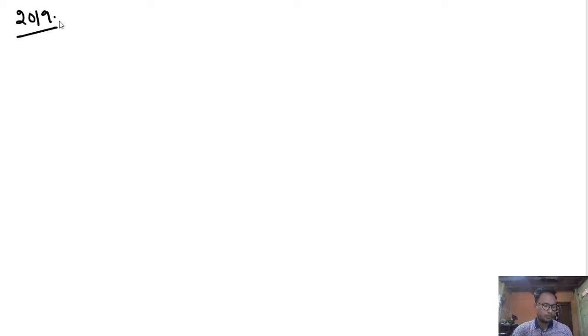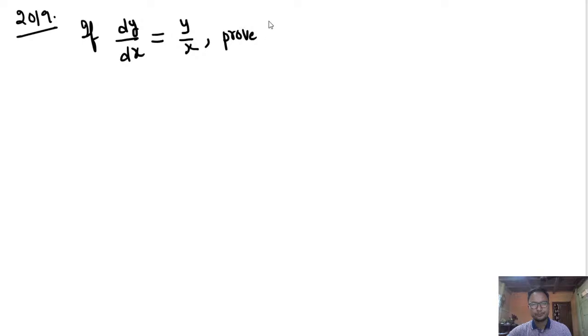The 2019 question paper. Here it's question number 9. Let me write it down like this. If dy by dx is given as y by x, we have to prove that d2y by dx squared is 0, and the mark allotted is 1 mark, right? Now, how to solve this?